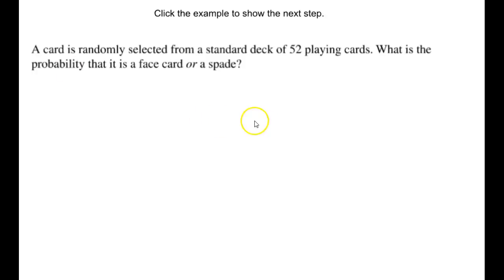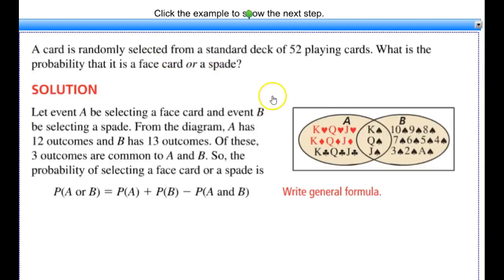So let's look at our next example. A card is randomly selected from a standard deck of 52 playing cards. What's the probability that it is a face card or a spade? Well, here I notice that I'm going to have some overlap, because some face cards are spades. So let's go ahead and draw out what we're looking at. A is going to be my face cards and B is going to be my spades. You'll see here in my diagram that I have all of my face cards written in A, and I have all of my spades in B, and I see that I have 3 that are in both, because 3 of my face cards are also spades.